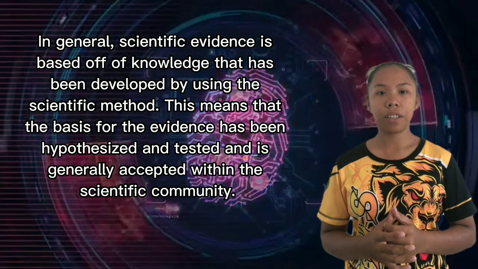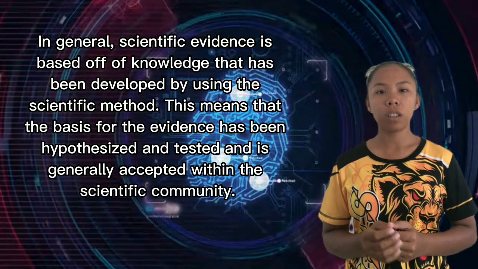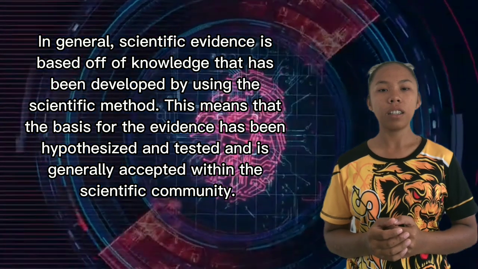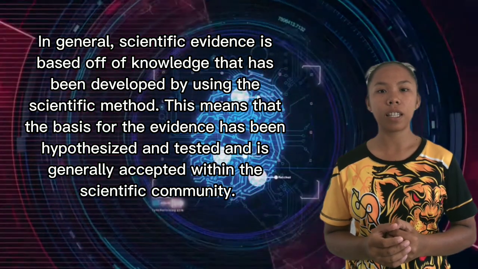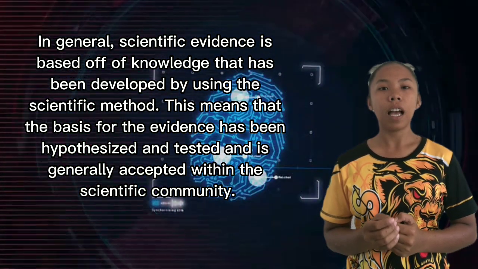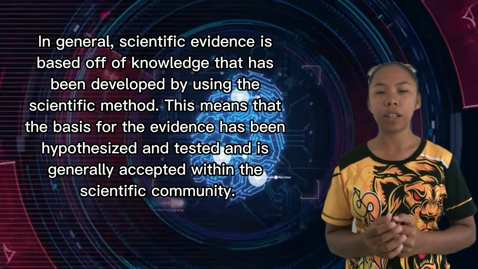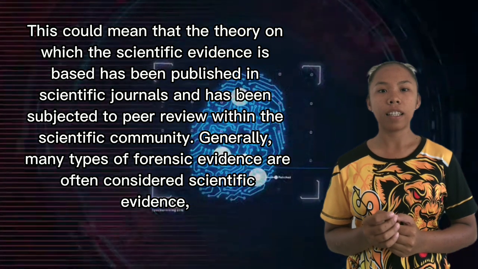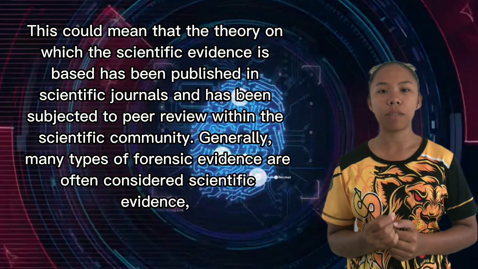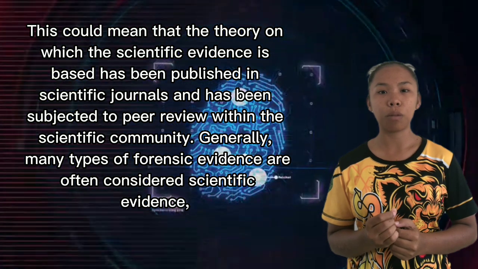Uses of scientific evidence. You may be wondering what on earth scientific evidence could mean. In general, scientific evidence is based on knowledge that has been developed by using the scientific method. This means that the basis of the evidence has been hypothesized and tested and generally accepted within the scientific community. This could mean that the theory on which the scientific evidence is based has been published in scientific journals and been subjected to peer review within the scientific community.